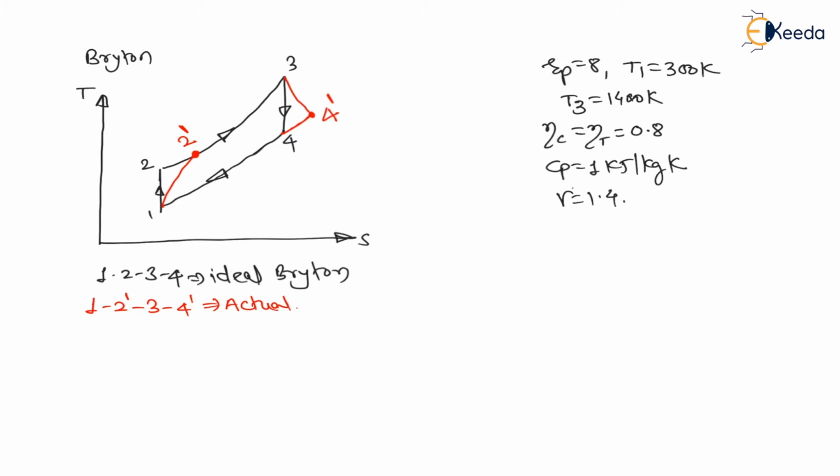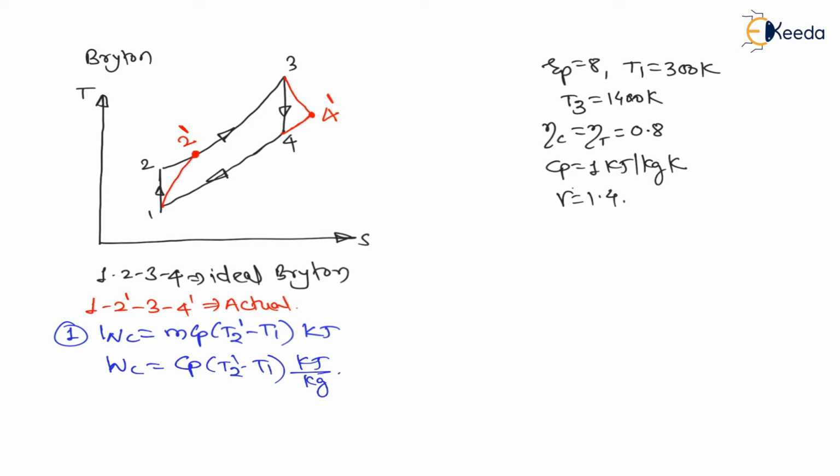My dear students, the very first question, question number 1, is power required by the compressor, means work of compression. Now 1 to 2 dash is actual compression. We have to calculate actual values. Therefore work of compression is m Cp (T2 dash minus T1). This will be in kilojoule, but they are asking in kilojoule per kg in the first question. Therefore, work of compression in kilojoule per kg is per mass, that is, we have to divide by mass. Therefore, Cp (T2 dash minus T1) in kilojoule per kg. This is your first answer. Now, second question is efficiency of cycle.